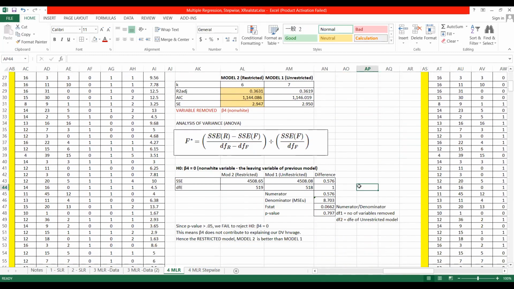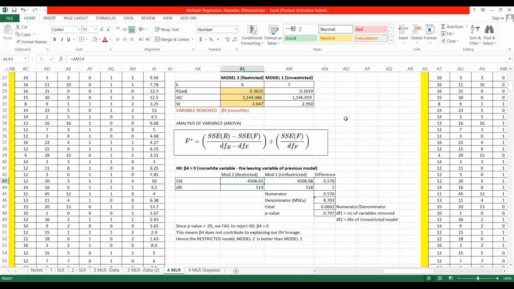We just have to get them. Okay? So what we do is we get the difference. Here, guys, we take the SSE of the restricted, which cannot be lower than the SSE of the unrestricted. Sorry. The error, guys, of the restricted can be equal to the unrestricted or can be higher than the unrestricted.